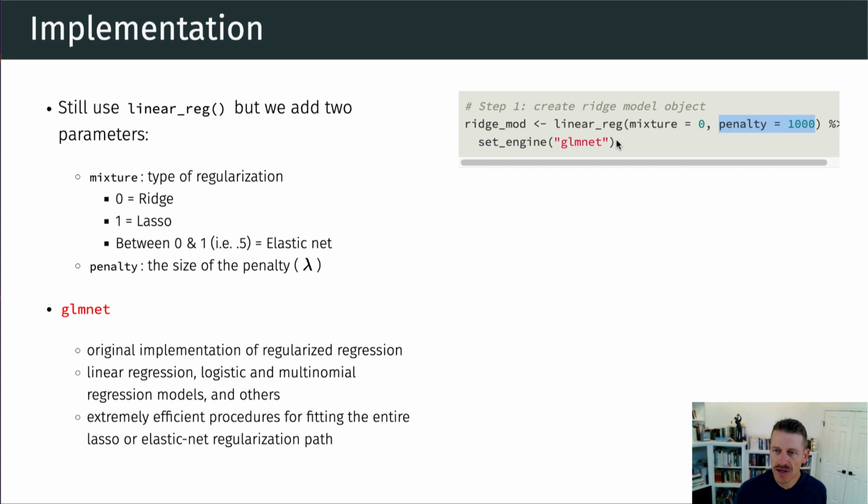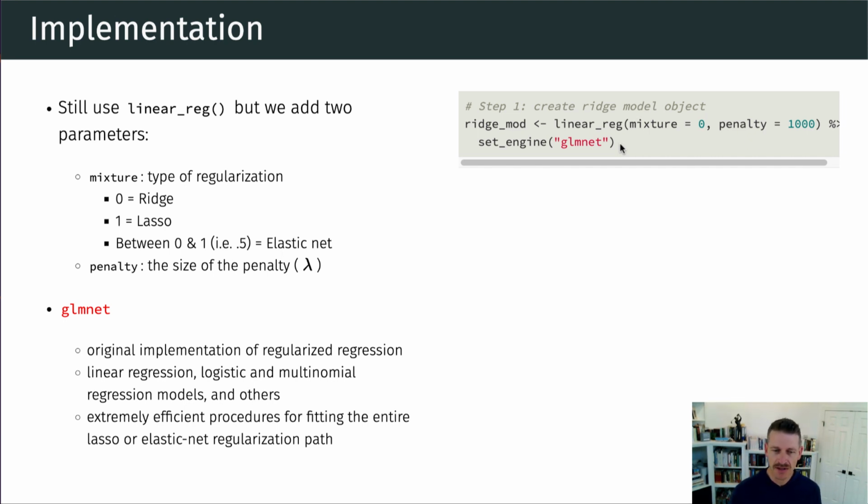Now, what we need to do here is change the engine. We need to change to use what's called glmnet. And glmnet is a package that was the original implementation of regularized regression. You can do regularized regression for linear regression models and for logistic regression models. We'll see an example of a logistic regularized model a little bit later on. But there are also other options like a multinomial regression model and some others. So it's very flexible.